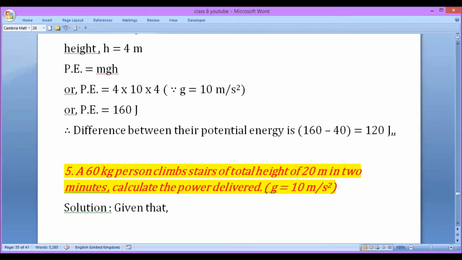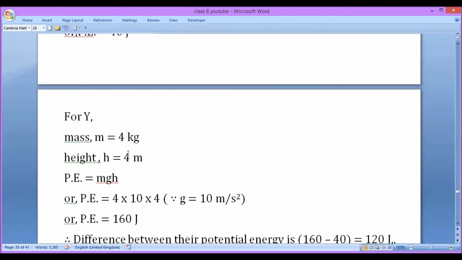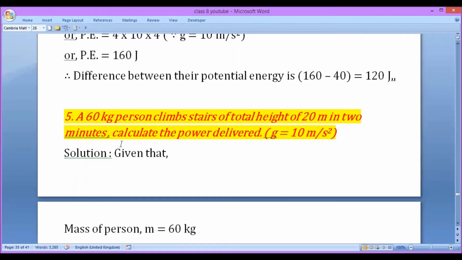So the difference between their potential energy is 160 minus 40, which is equal to 120. So it is the desired answer. Okay, question number 4 is also finished. Now question number 5. Listen here, the question is properly.